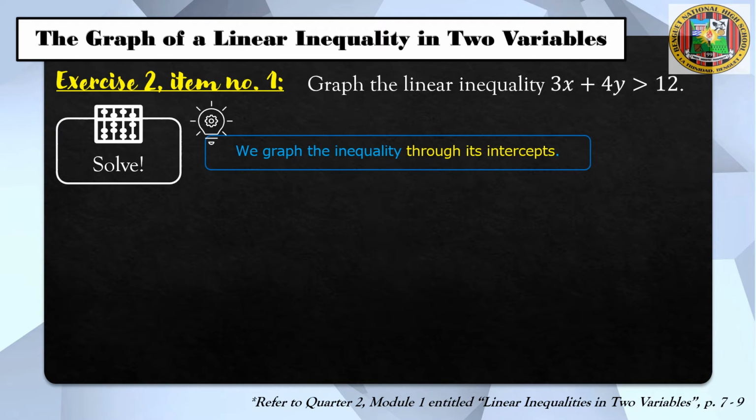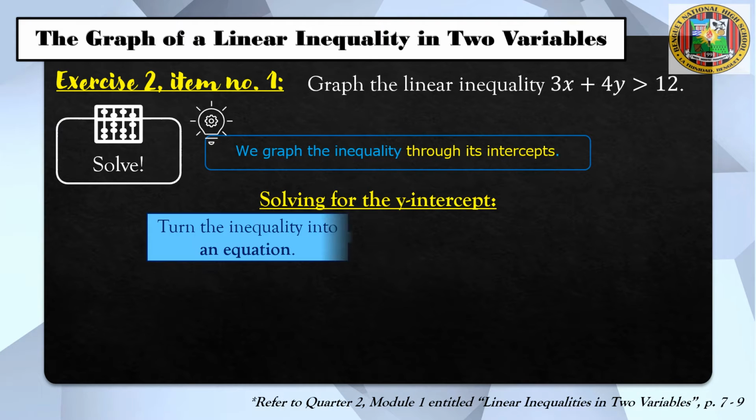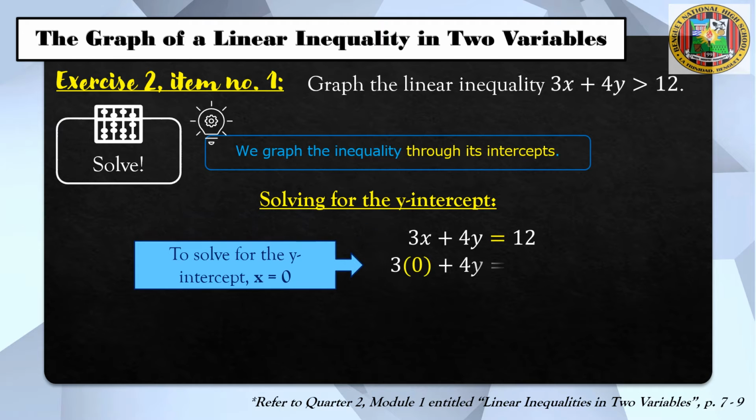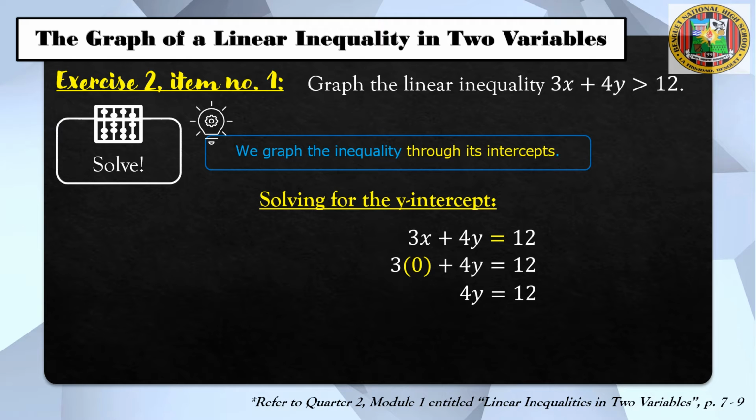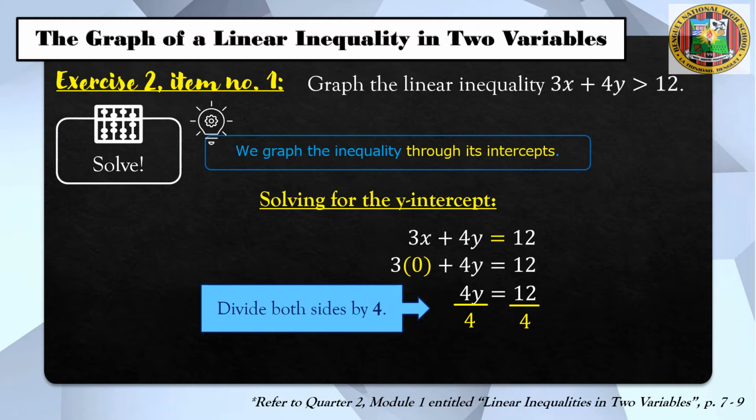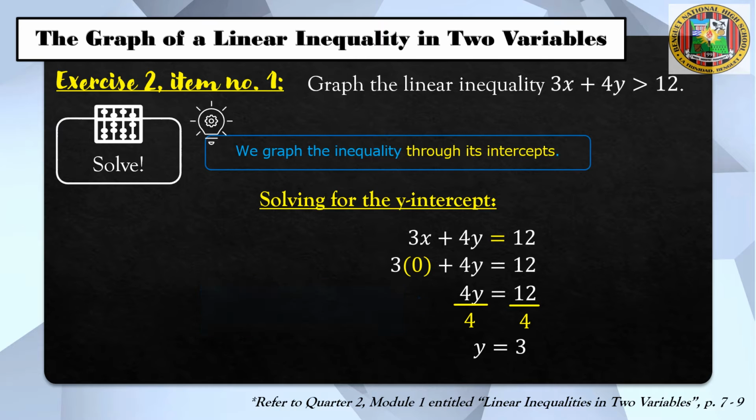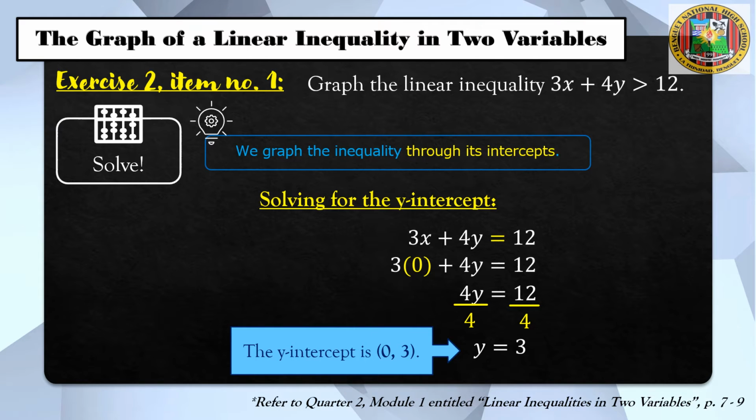Let's solve for the y-intercept. We turn the inequality into an equation first. Then, we set the value of x to 0 in our equation. This gives us the expression 4y = 12. To solve for y, we divide both sides by 4, which results in y = 3. This means that the y-intercept is at (0, 3).